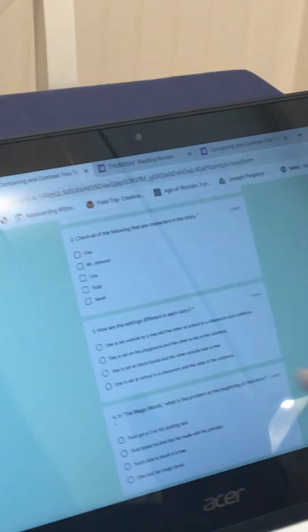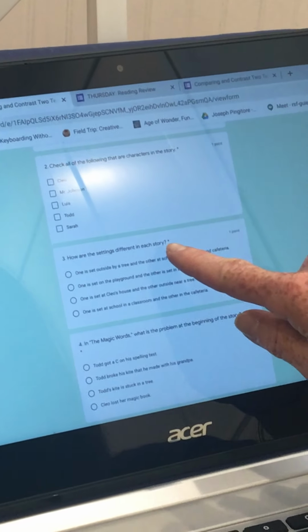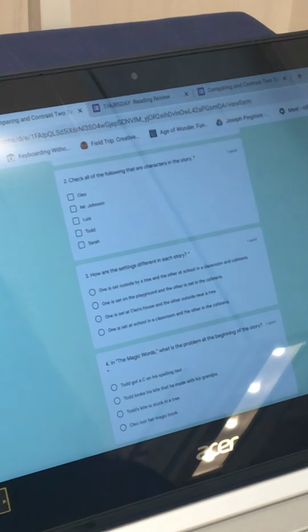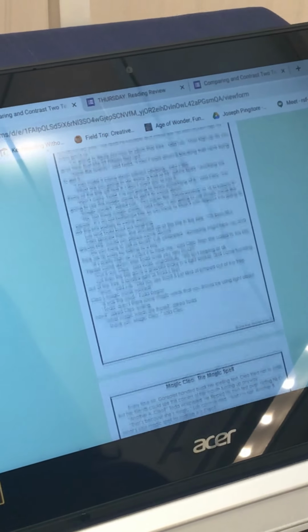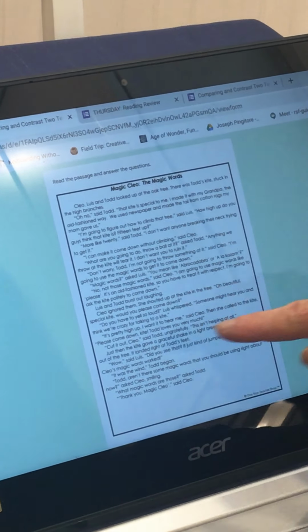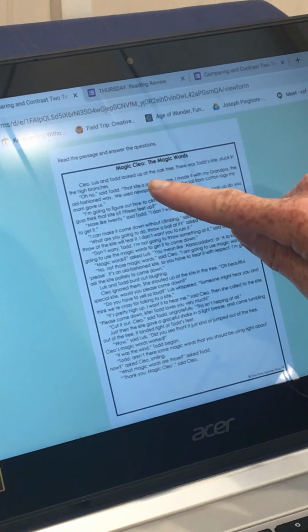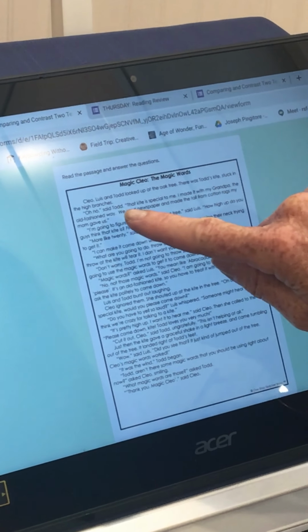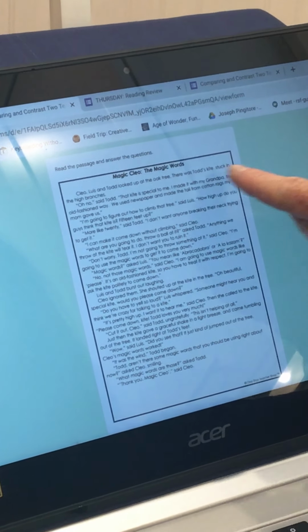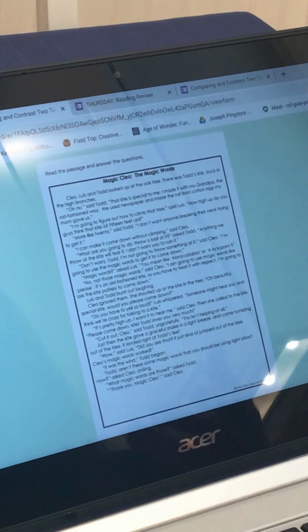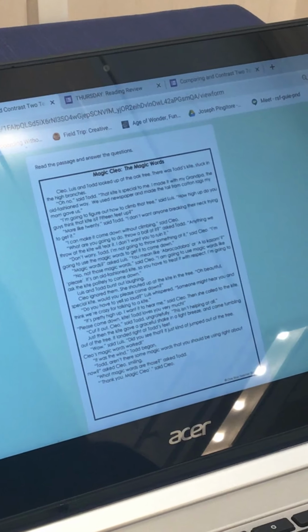Question number 3. How are the settings different in each story? Now remember, a setting is where the story takes place. So when you go up to the first story, they're going to be talking about Cleo, Lewis, and Todd looking up in an oak tree and how the kite is stuck in the high branches. So continue reading to say, well, where does that story take place?